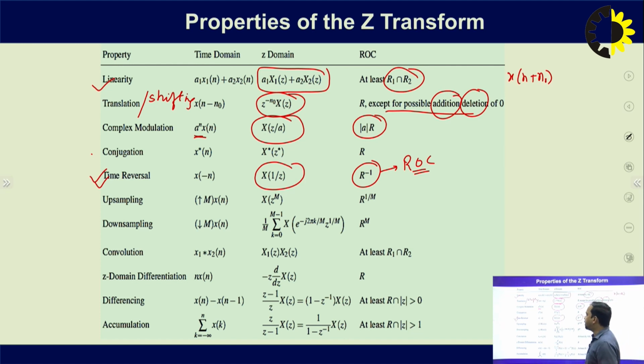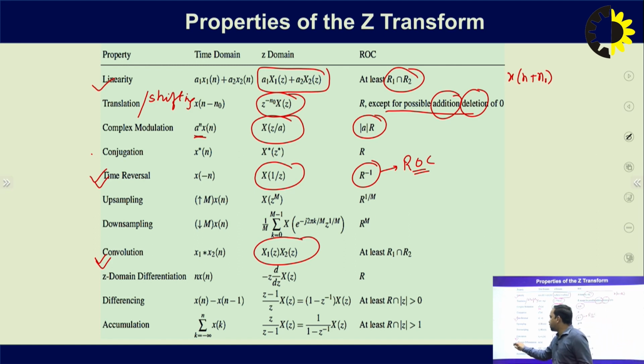Similarly, we have the upsampling, downsampling. We have the convolution, very important. This convolution property basically helps in evaluating LTI systems. So convolution in time domain is nothing but the multiplication of their respective Z transforms. So again, what is the possible ROC over here? Definitely it is the intersection of both X1(z) and X2(z).